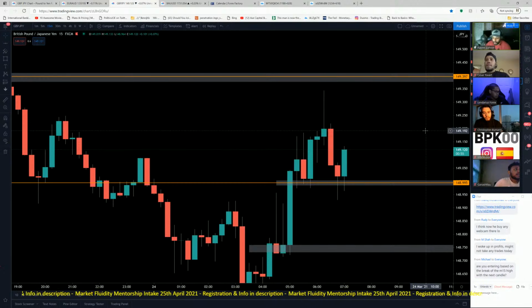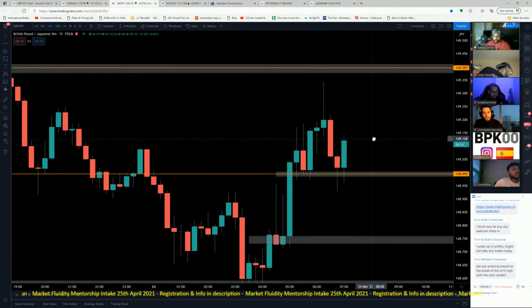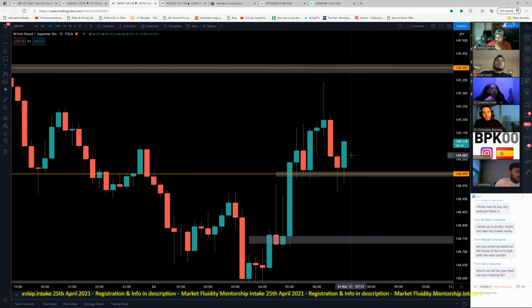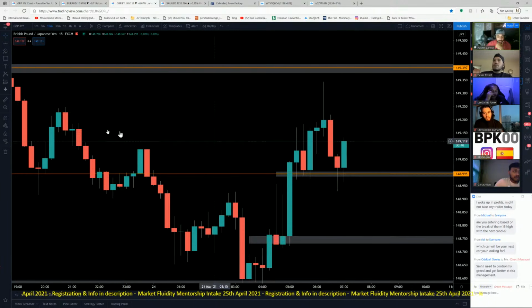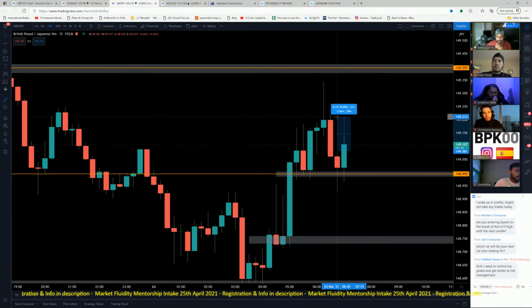Yes, that's correct. Are you entering based on a break of the 15-minute high with the next candle? No, not really. I basically want this candle to close with the wick on the top, and then I'm going to take a market order right there. It's not going to be an impulse entry. It's going to be straight execution with stops below the 15-minute candle, anticipating it to continue bullish.